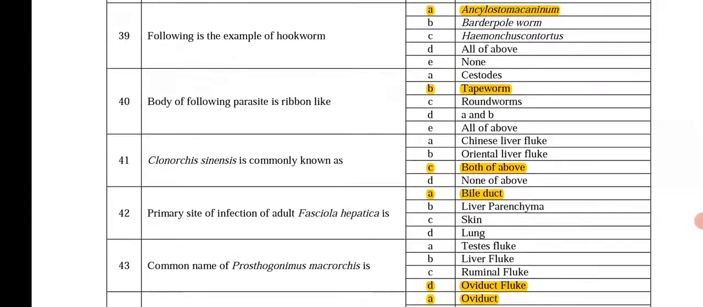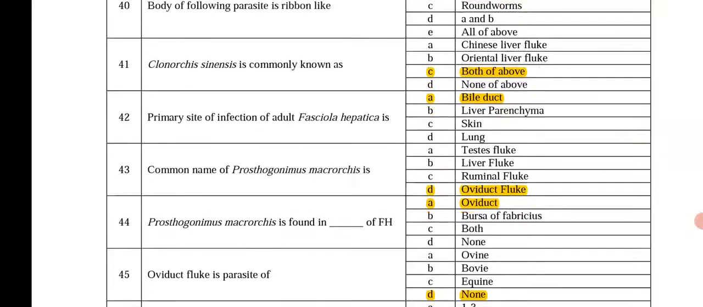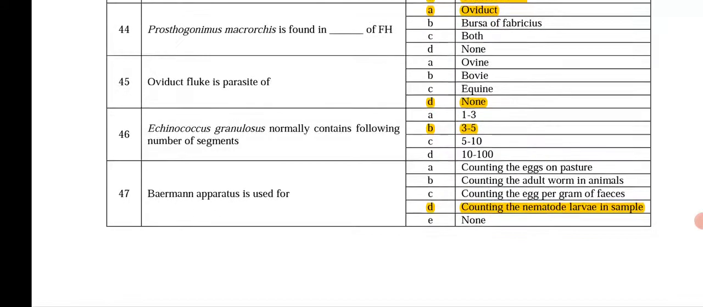Clonorchis sinensis is commonly known as both of the above: Chinese liver fluke, Oriental liver fluke. Primary site of infection of adult Fasciola hepatica is bile duct. Common name of Prostogonimus macrorchis is oviduct fluke. Prostogonimus macrorchis is found in oviduct of fowl. Oviduct fluke is a parasite of poultry, not Echinococcus granulosus. Normally contains following number of segments: 3 to 5.